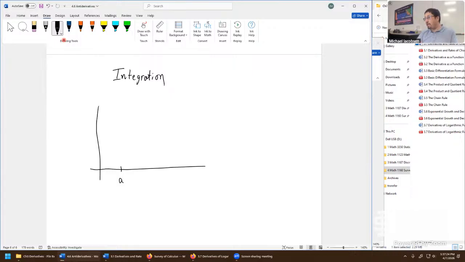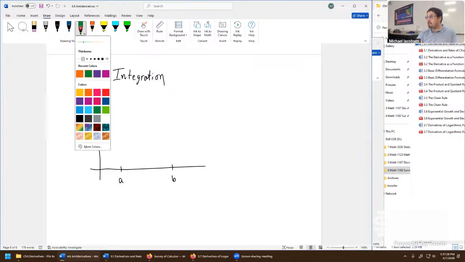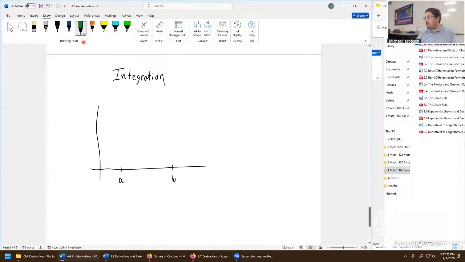We're going to go from a number A to a number B and draw a function y equals f of x that's above the x-axis, although it could be below the x-axis. I just want a simple diagram to start out. It's a nice continuous function on a closed interval. So the closed interval method applies to this function. Here's y equals f of x. But here's what we actually want to do on a diagram like this.